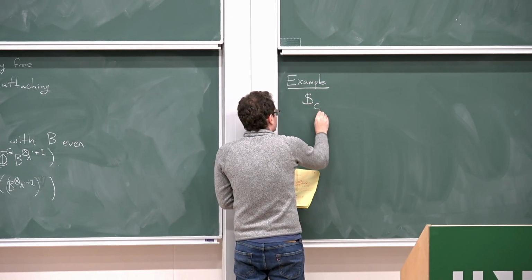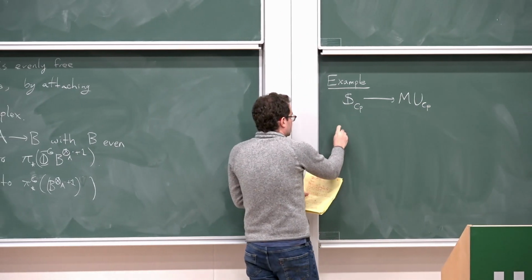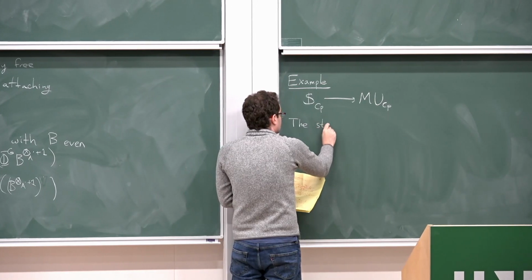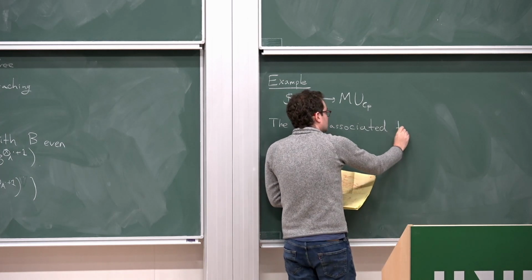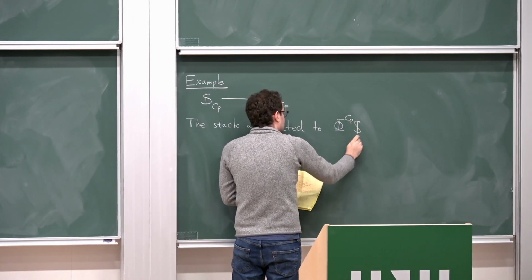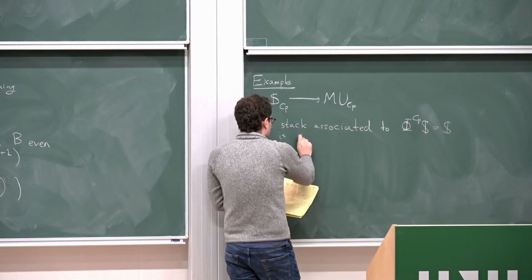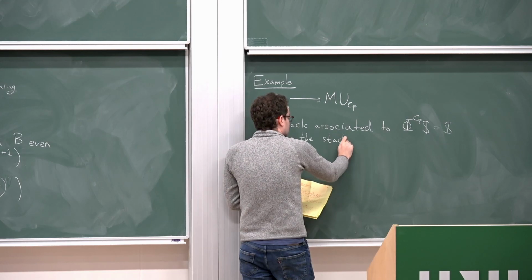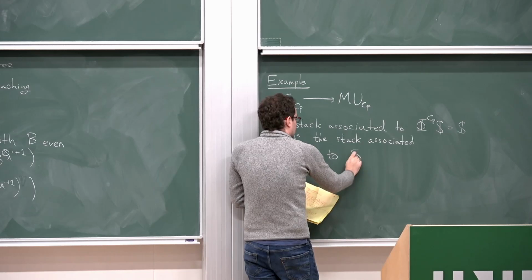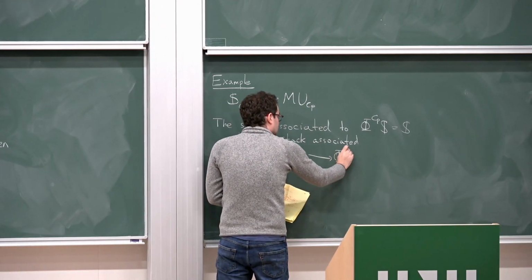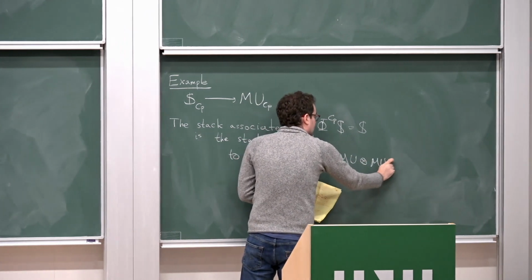So if I take the C_p-equivariant sphere mapping to MU_{C_p}, what do I learn? I learn that the stack associated to the fixed points of S, which is just S, is the stack associated to taking the Adams resolution of this map, and again this was MU tensor p minus 1 times.